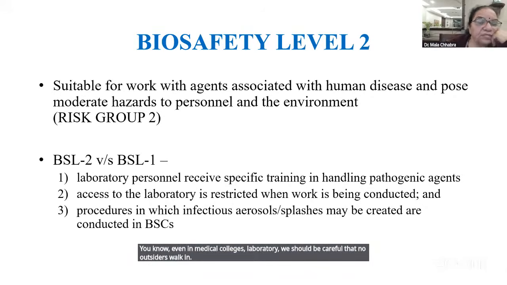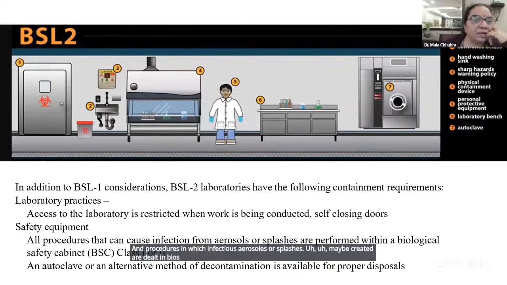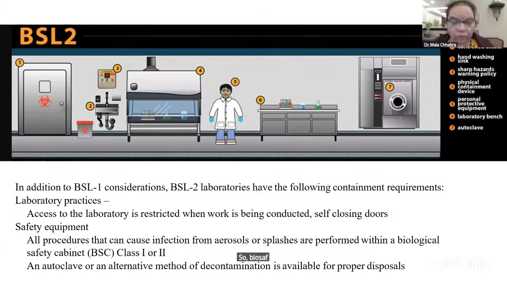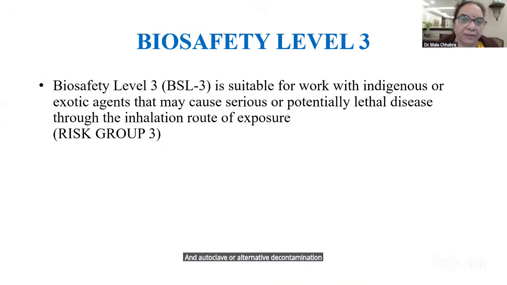And procedures in which infectious aerosols or splashes may be created are dealt with in biosafety cabinets. So in biosafety level 2 laboratory, in addition to all that, you also have to use proper personal protective equipment. There will be a lab bench, there will be an autoclave, and access to the lab will be restricted. All procedures should be performed in a biosafety cabinet, usually class 2, and autoclave or alternative decontamination methods should be available.